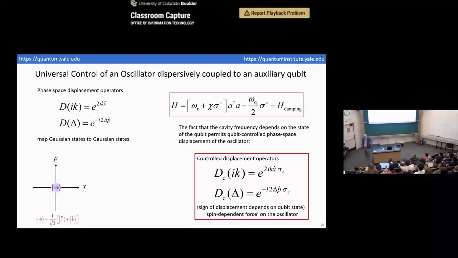It's just the ancilla qubit, yeah. And I'm going to be focusing on using it as a tool just to control the oscillator. In general, you want to control both, but we're going to focus on controlling the oscillator.